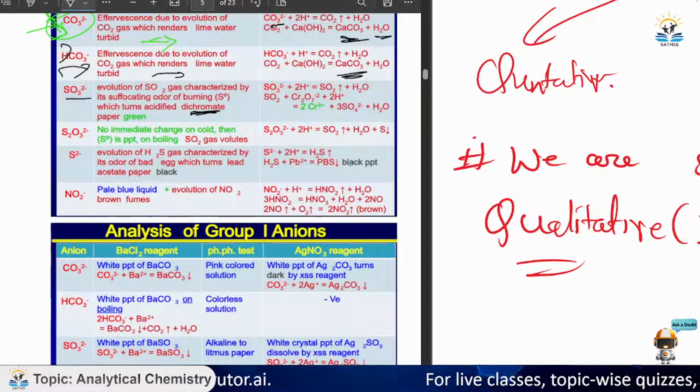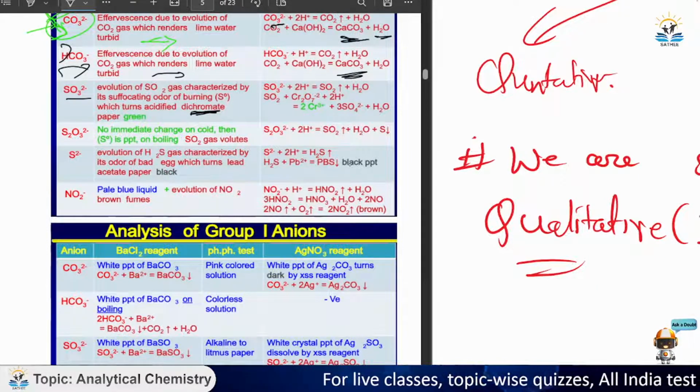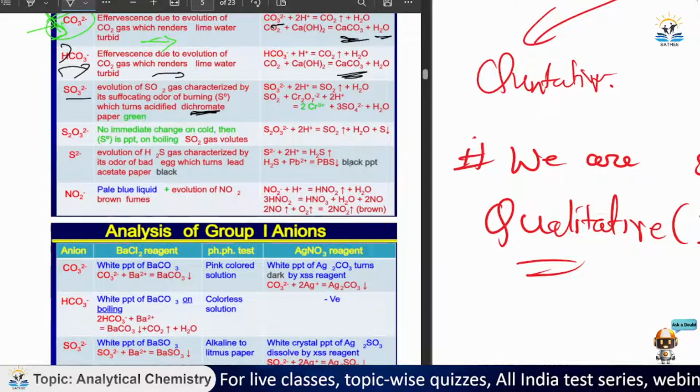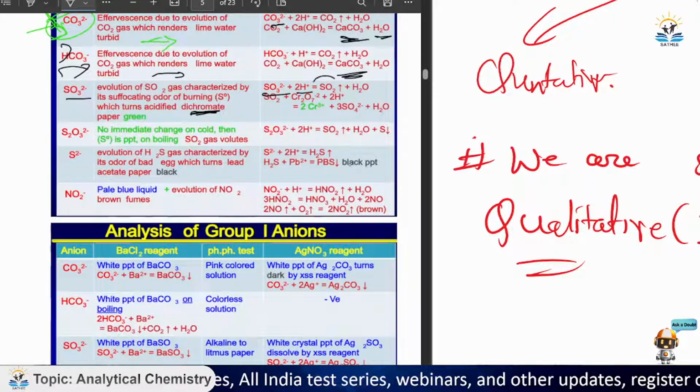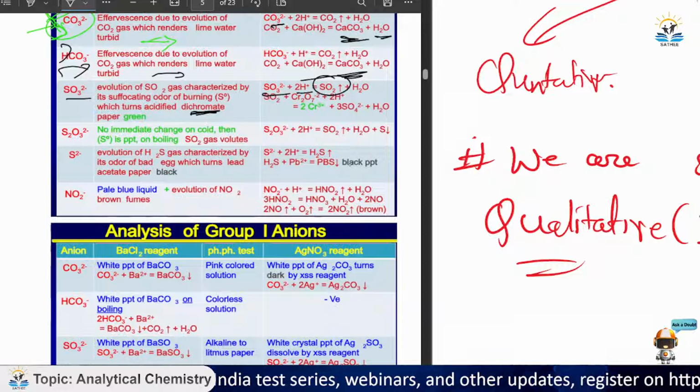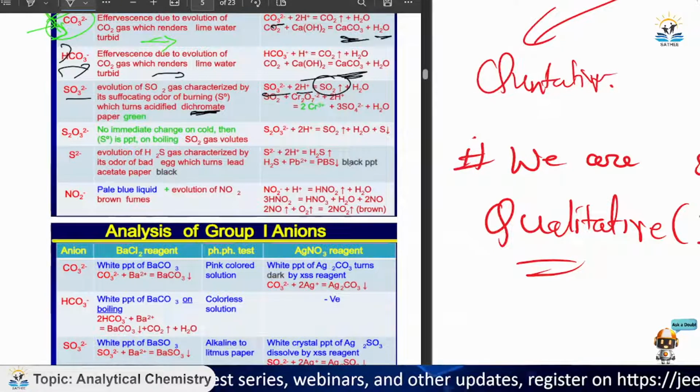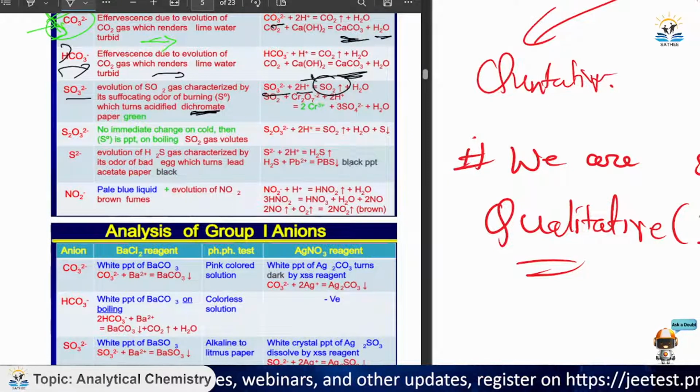When we pass any gas which is released, since we don't know whether it is SO2 or not, through the dichromate paper and the paper turns green, then it will confirm that the SO3 2 minus anion is present there. If not, then, see, SO3 2 minus plus 2H plus, SO2 gas will be released. This is the chemical reaction occurring in that confirmatory test.